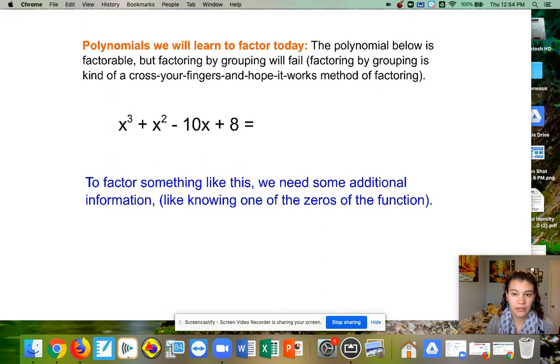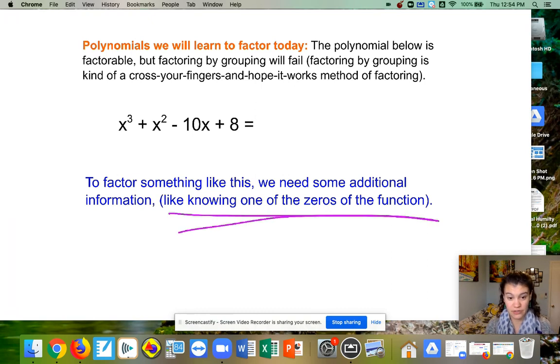So today we're going to learn how to factor this one. So it's x cubed plus x squared minus 10x plus 8. Here you could try factoring by grouping, but it's never going to work. Factoring by grouping is kind of a hope it works, try it and see, but there's no combination here where you can get them to factor out the same way. So to do something like this, we need to figure out what one of the zeros is.